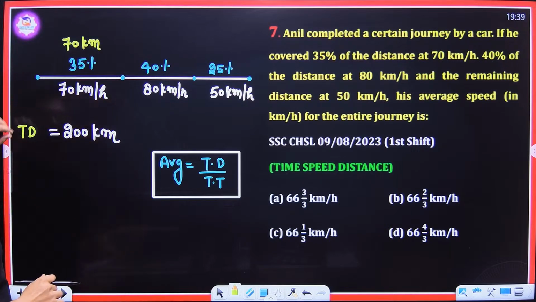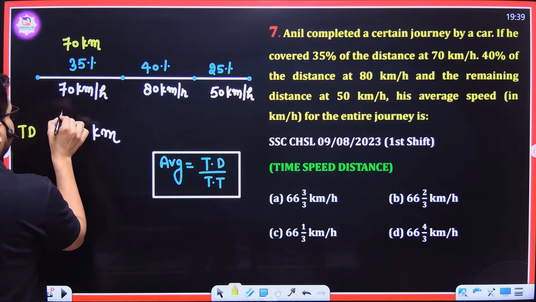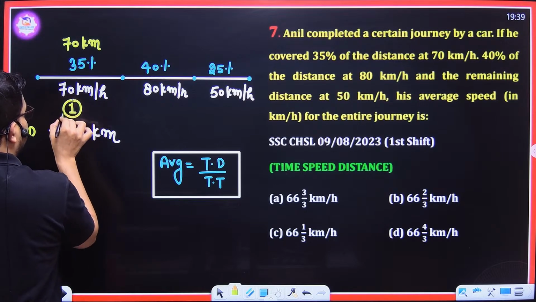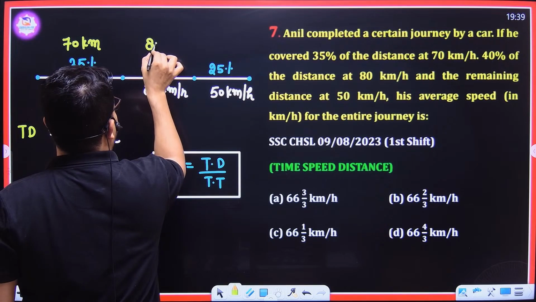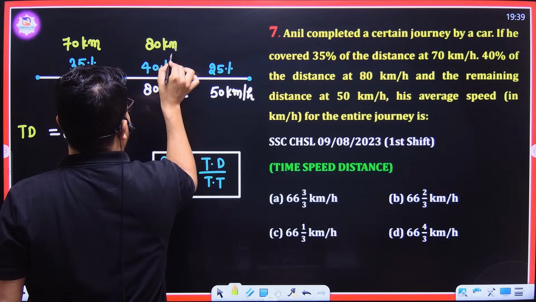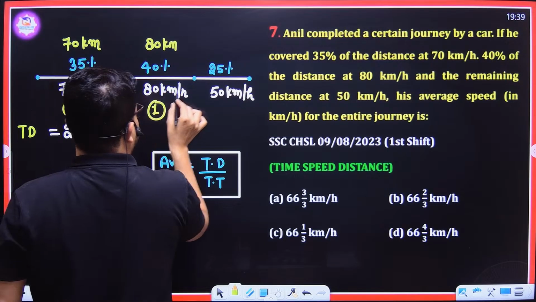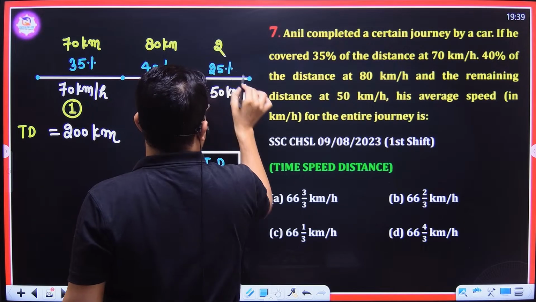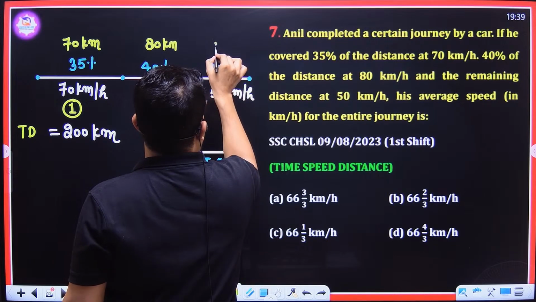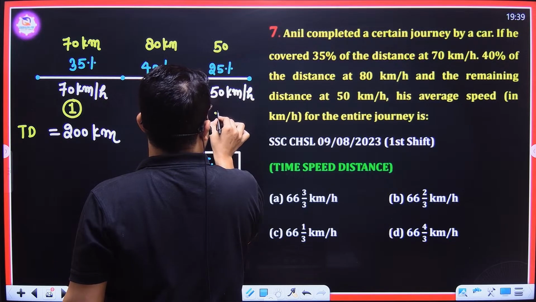If a person's speed is 70 km per hour and he has to travel 70 km, then he will take 1 hour. Here the distance would be 80 km. He will take 1 hour. Here the distance will be what? 50 km, and he will take what? 1 hour.